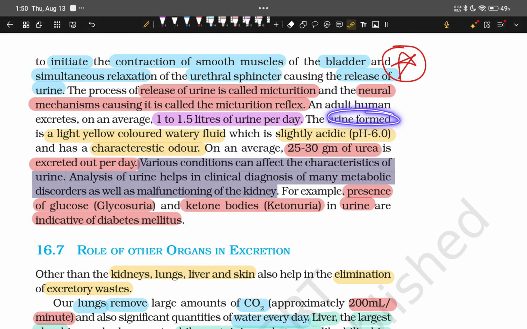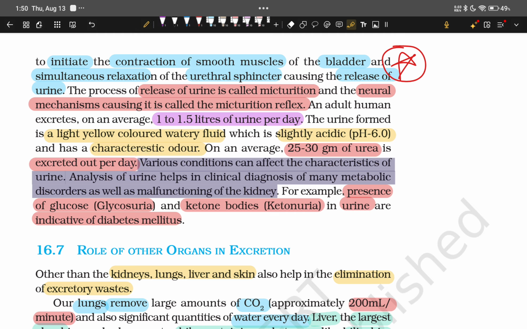Now we have urine formed. Urine is a light yellow colored watery fluid and slightly acidic. The pH can be asked, which is 6, and it has a characteristic odor, which is smell, of course. One more very, very important thing: 25 to 30 grams of urea is excreted per day, and 1 to 1.5 liters of urine is excreted per day.